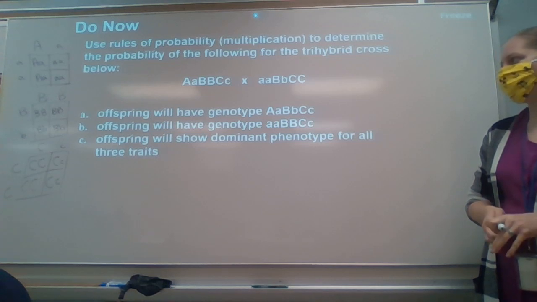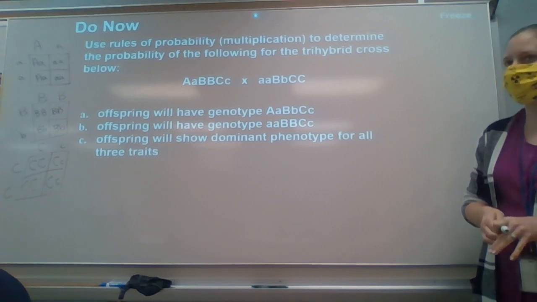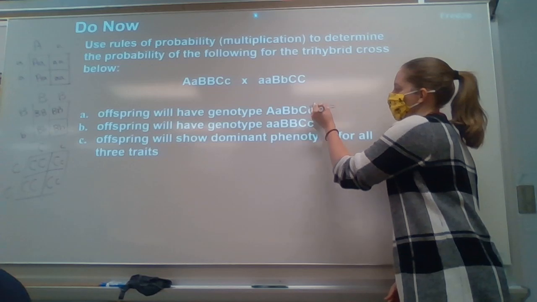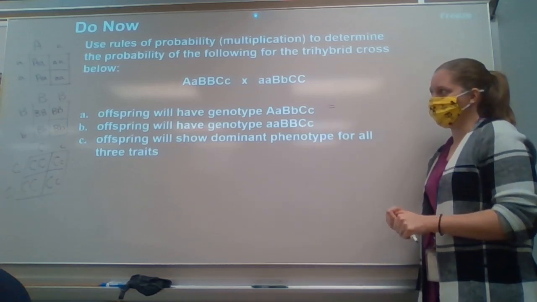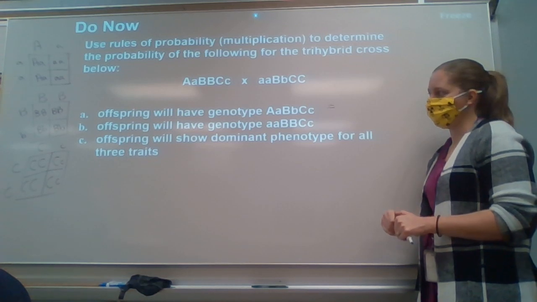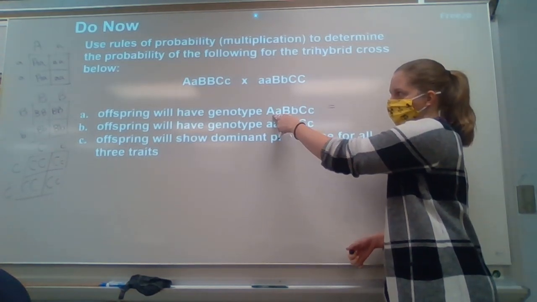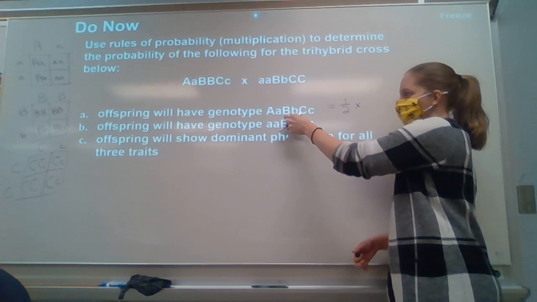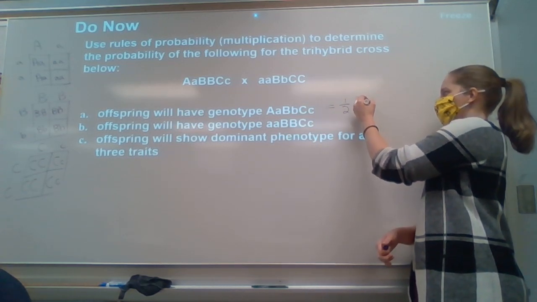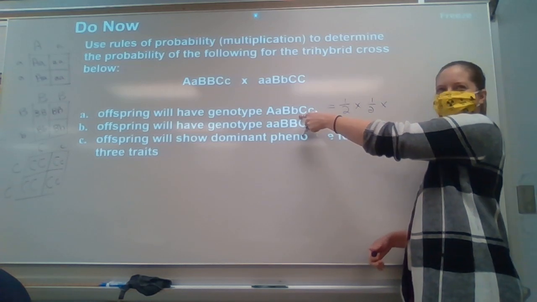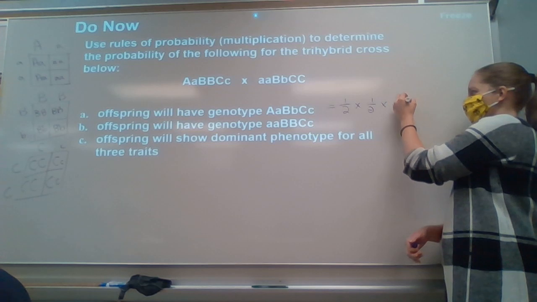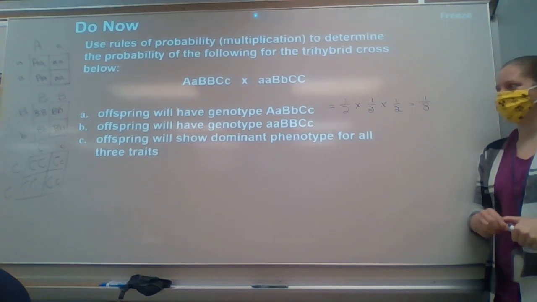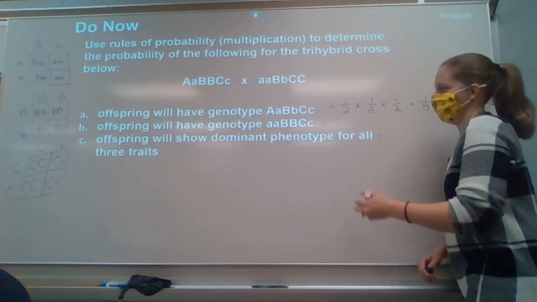So letter A, we want to know the probability of the offspring being heterozygous for every single trait. If we know our ratios for each individually, how are we going to determine this? What's the chance of them being heterozygous for A? 1/2. Times, what's the chance they're going to be heterozygous for B? 1/2. Times, what's the chance they're going to be heterozygous for C? 1/2. For a total of... so go ahead and talk through the next 2 with your group real quick.